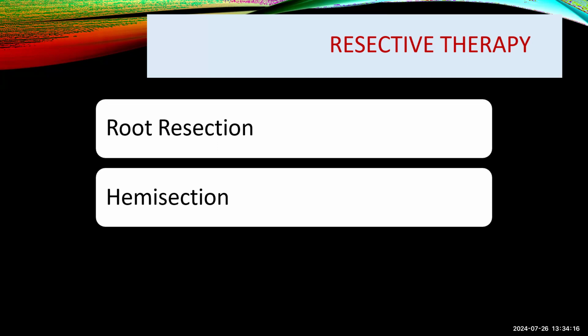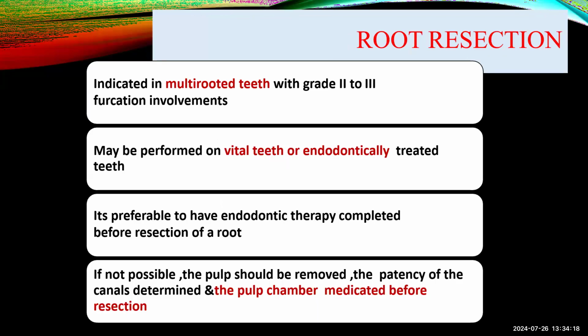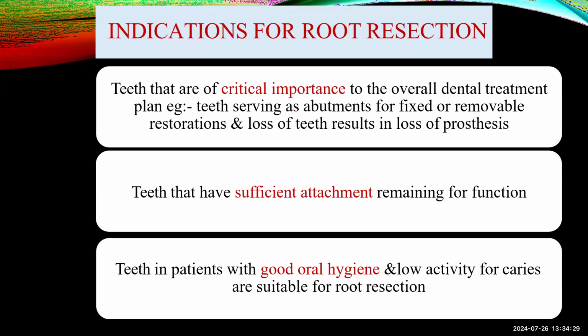This can be divided into root resection or hemisection. Root resection is indicated in multi-rooted teeth with grade 2 to 3 furcation involvement. It may be performed on vital or endodontically treated teeth. Indications: teeth that are of critical importance to the overall dental treatment, teeth that have sufficient attachment remaining for function, and teeth in patients with good oral hygiene and low caries activity.